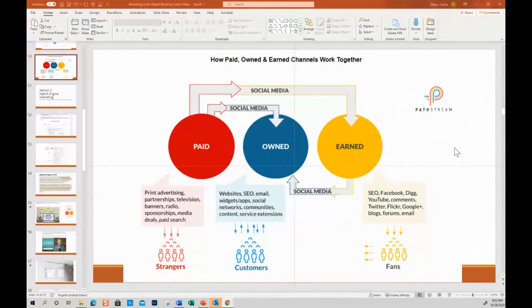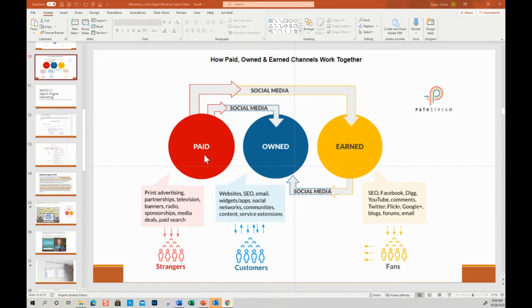So one concept, this slide actually is from another of my marketing classes, but I think it really summarizes well all the different types of digital media, okay? Because there are many different types and you can really separate them into 3 big buckets.